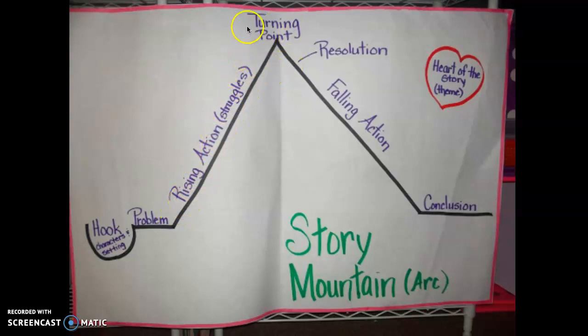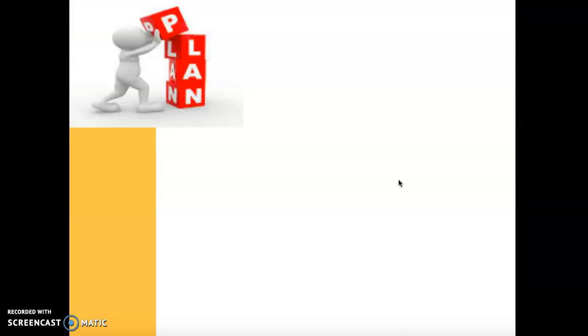And then we reach the top of the mountain, that climax. And then the solution starts falling into place with our falling action. Up here we have the heart of the story, that's the theme, and then we reach the conclusion. You might see resolution, conclusion. Different people use different words, but they all mean the same thing. Okay, and that's our plan today, is we're going to make a plan.